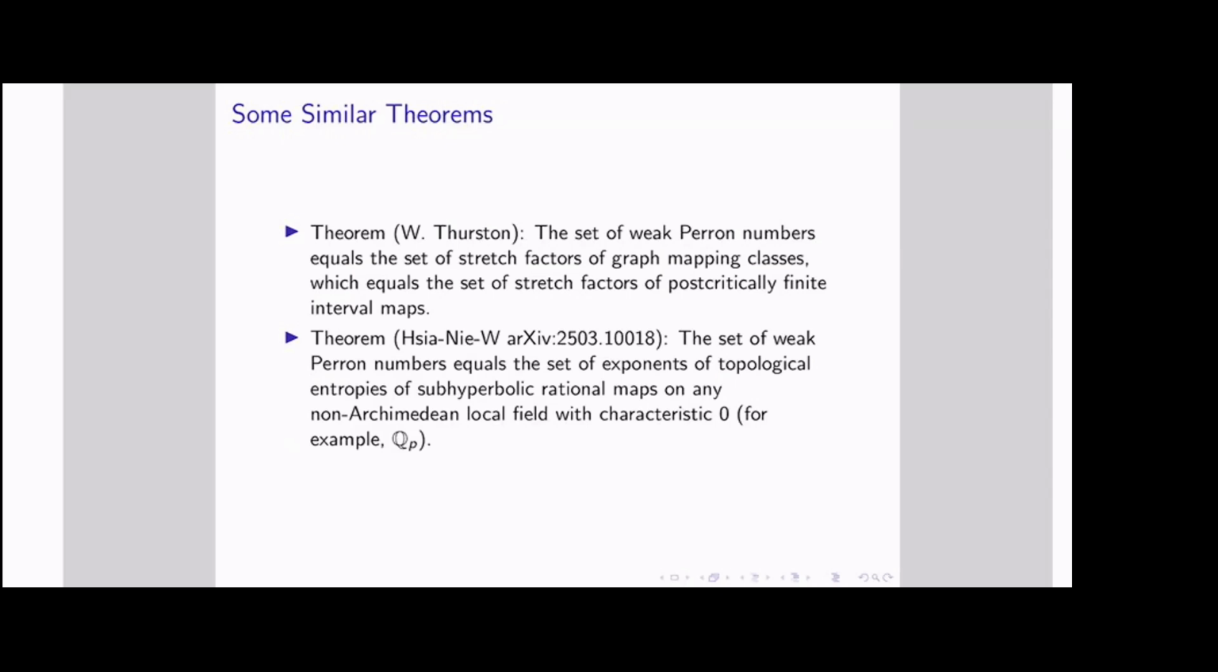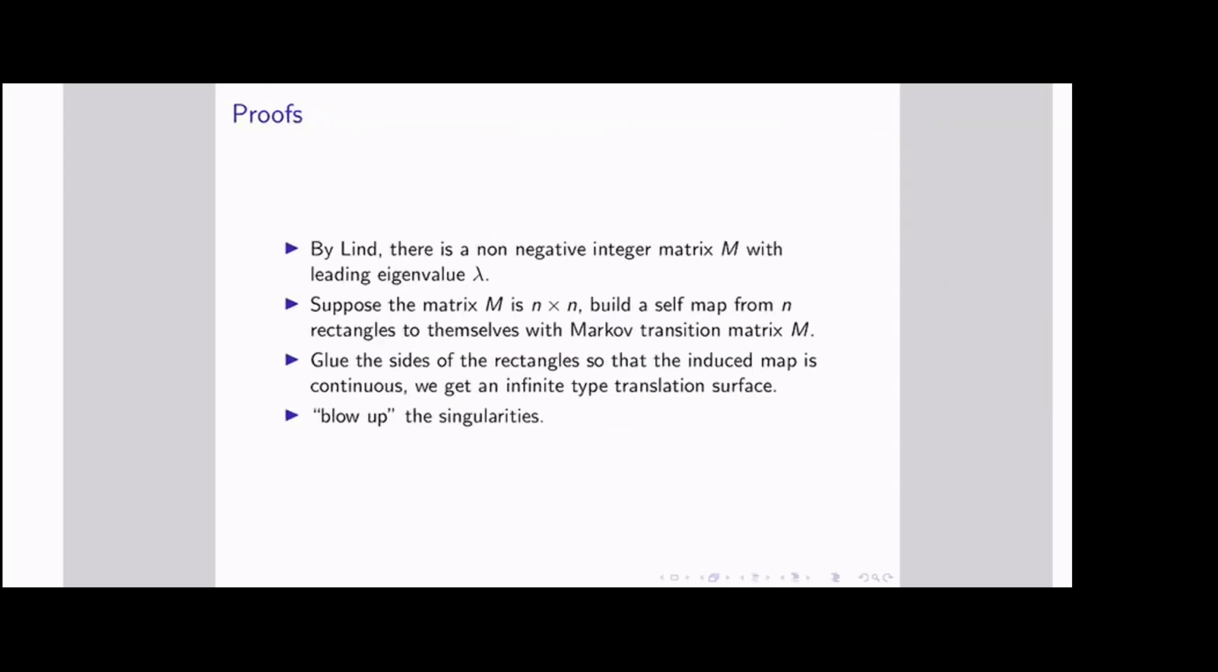So all these theorems superficially look similar, in the sense that they say that the set of weak Perron numbers are basically the set of all the possible topological entropies of a certain family of dynamical systems, after taking the exponential. But the proofs are very different in nature. So basically the proofs are not analogous at all, even though the statements are analogous to one another. Okay, so maybe I can say something about the proof.